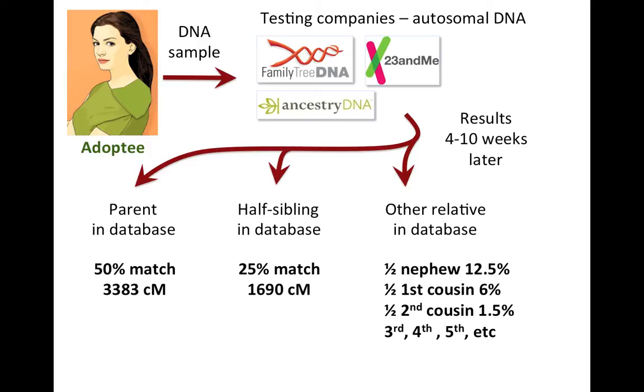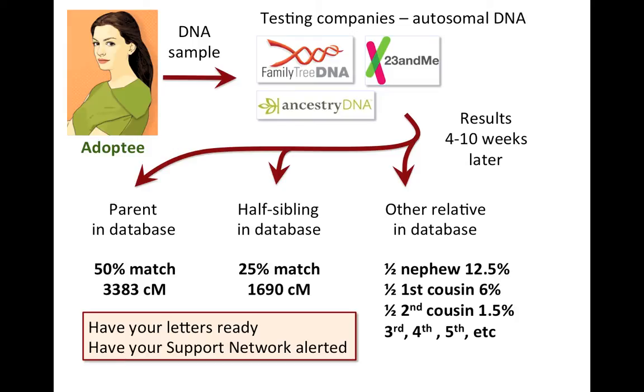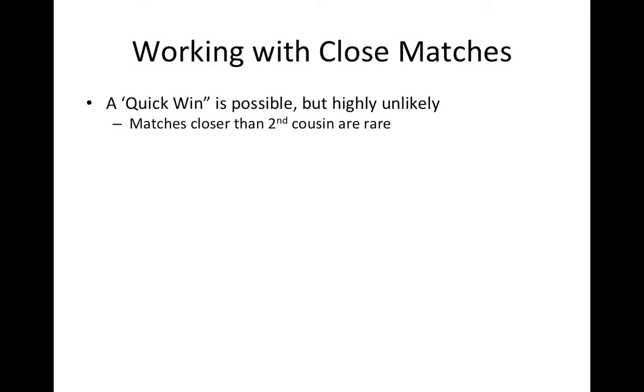So the results will tell you how much DNA you share with these genetic relatives. And the closer these genetic relatives are to you, the more likely it is that you will be able to identify who your birth parents, both father and mother, actually were. So it is important, as before, to have your letters ready and to have your support network alerted, because you will need that support. Now, a quick win is possible.